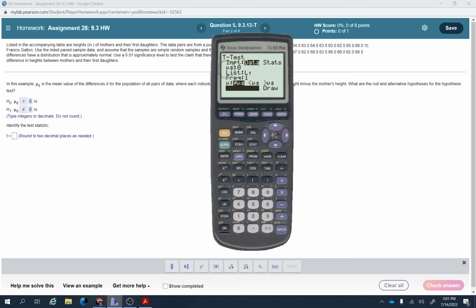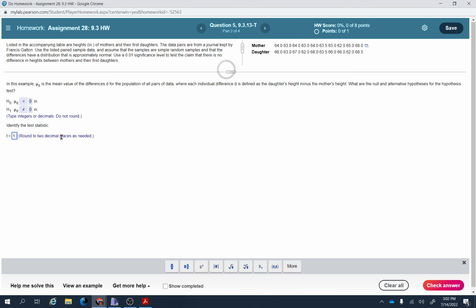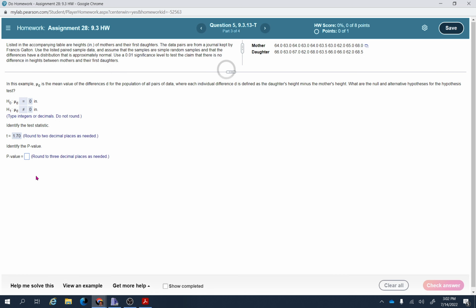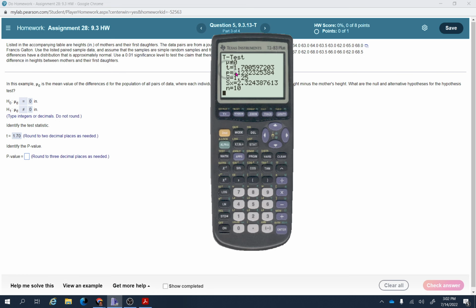And now if you go down and calculate, it's going to give you the value of t. The t value is 1.70, rounded to two decimal places. So that is your t value, this is your p value, this is the average of d, this is the standard deviation for the difference, and this is the number of data. Now the p-value we already found here is 0.1232, rounded to three decimal places, so 0.123.